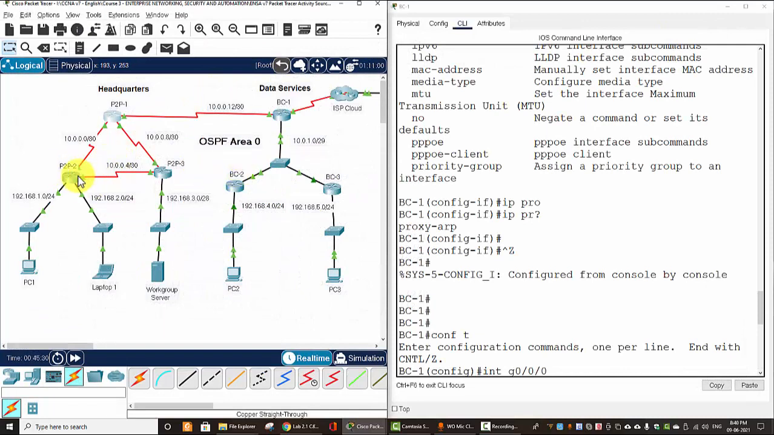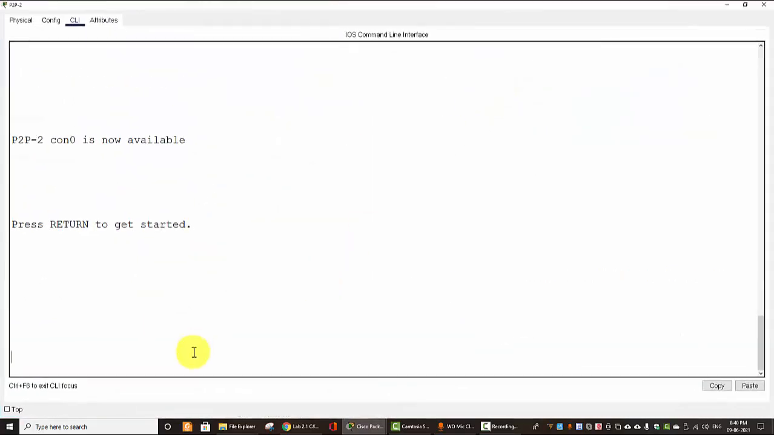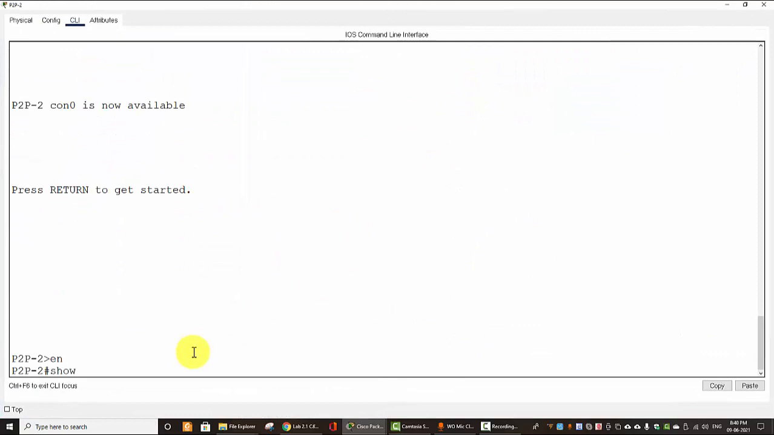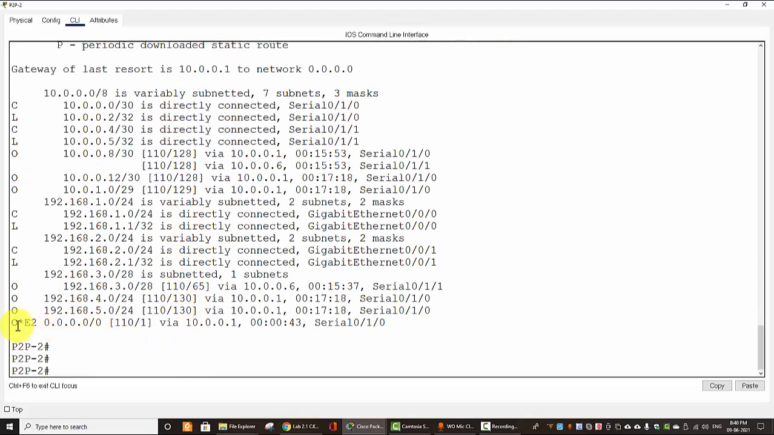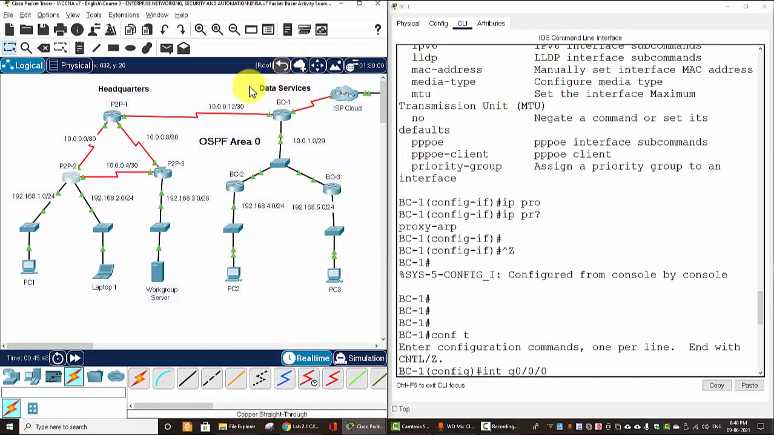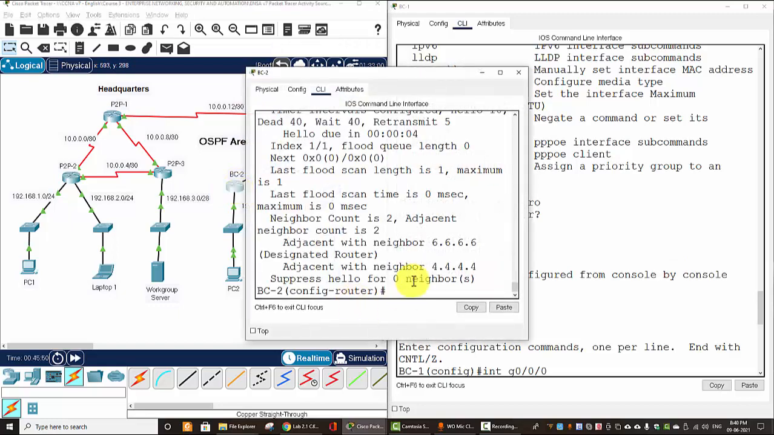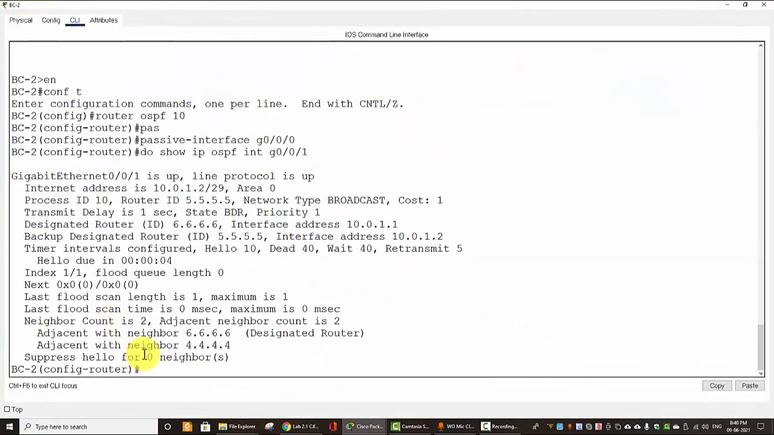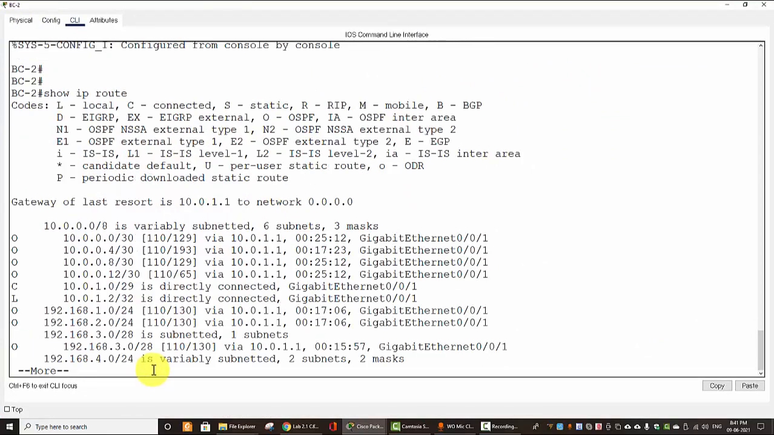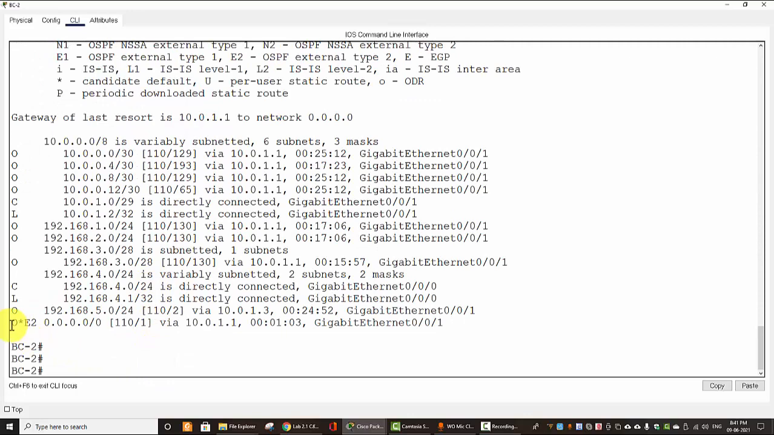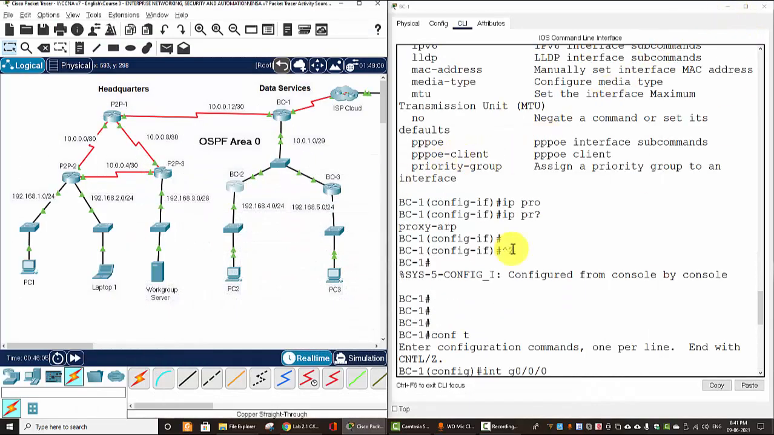And on P2P2, show IP route. We also get the default route. And we check on the data service network on BC2, and here is the default route that is propagated from BC1.